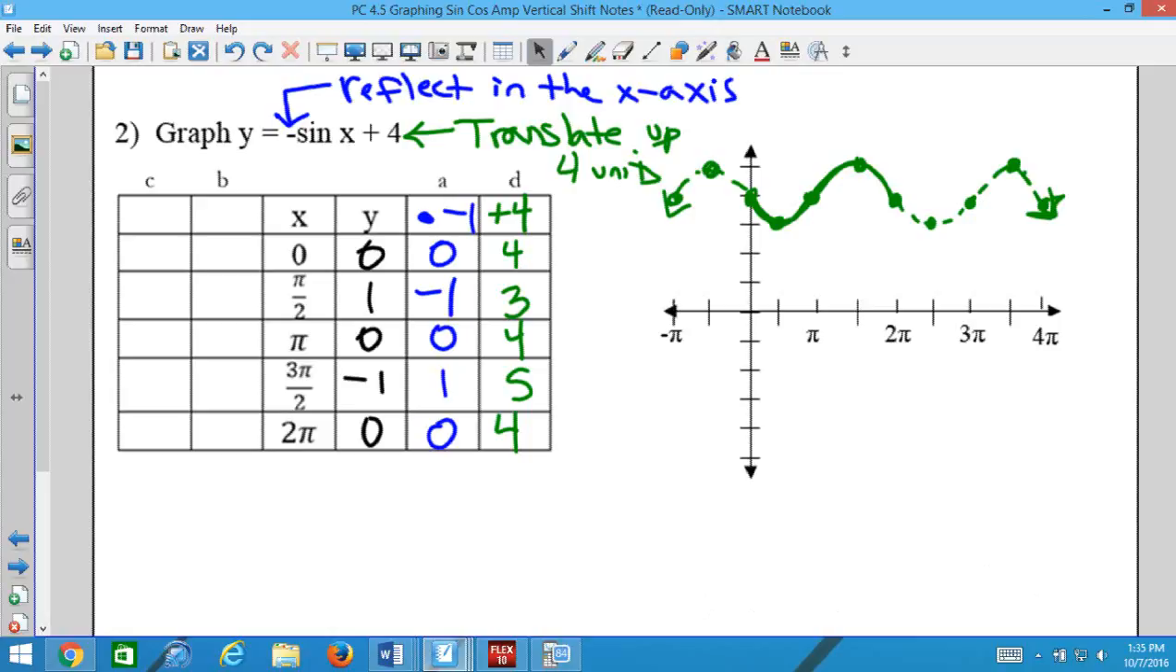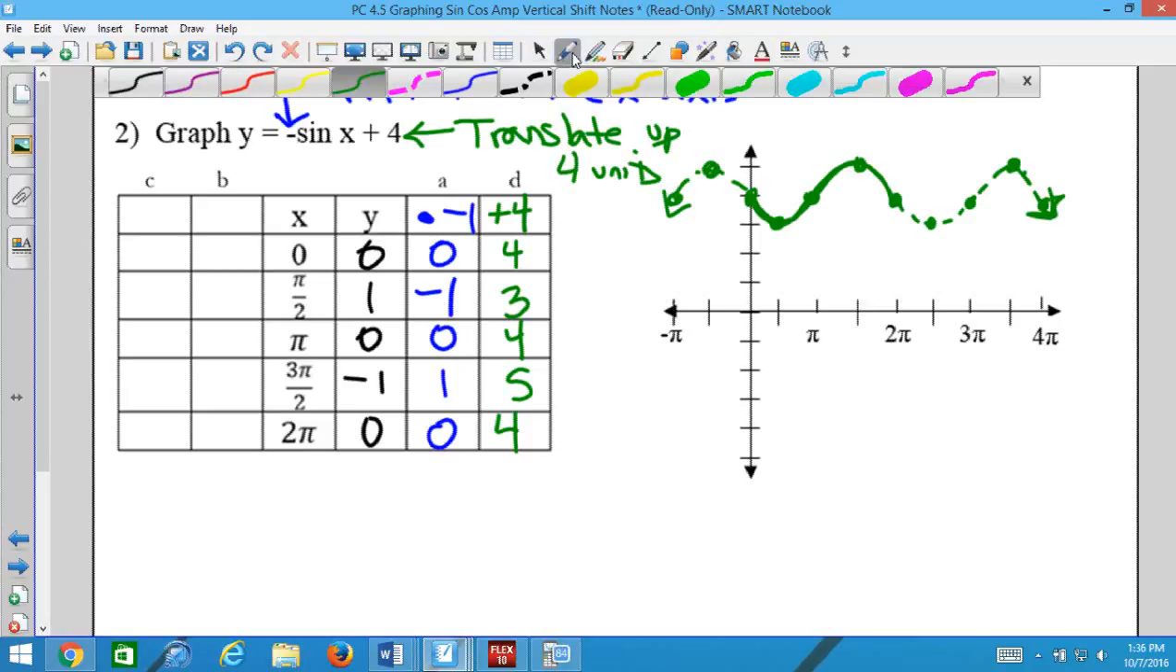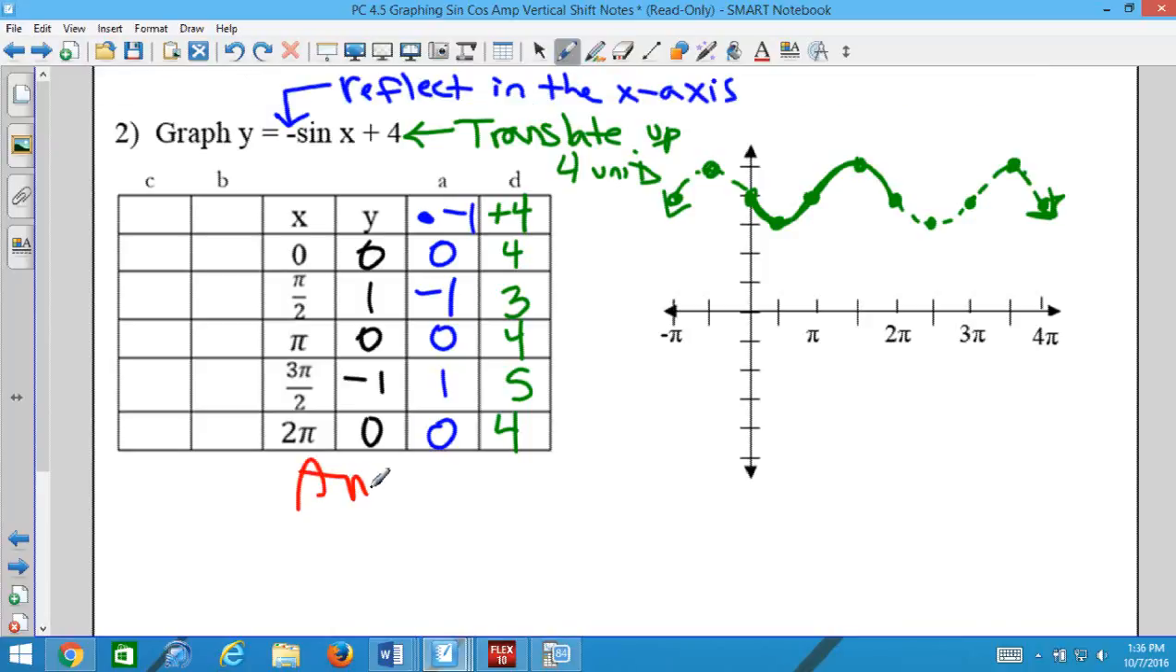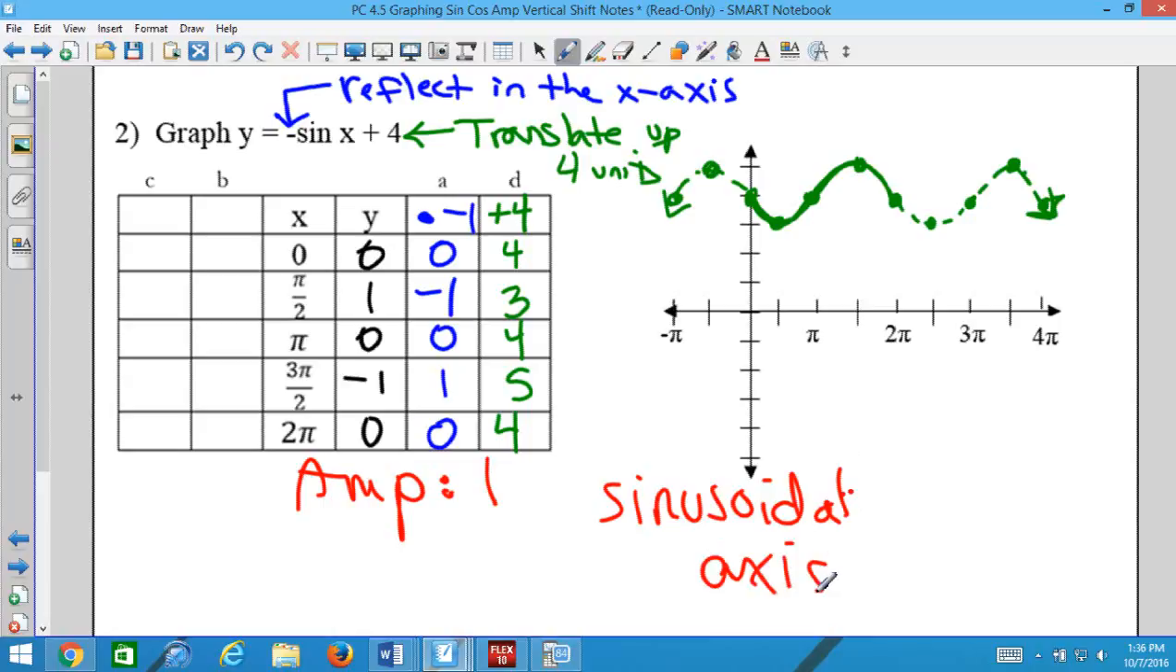All right, so if I asked for the amplitude, we talked about that a second ago. What would be the amplitude for this one? All right, just 1. And then sinusoidal axis. That would be the center of the graph. Y equals 4. Now, both of those numbers, the 1 and the 4, come from the A and the D values.